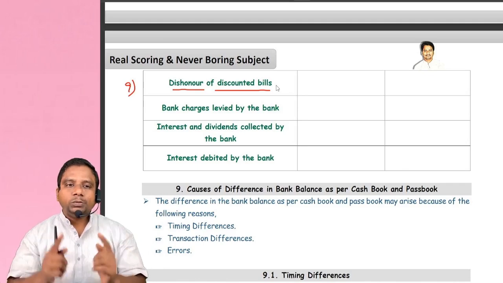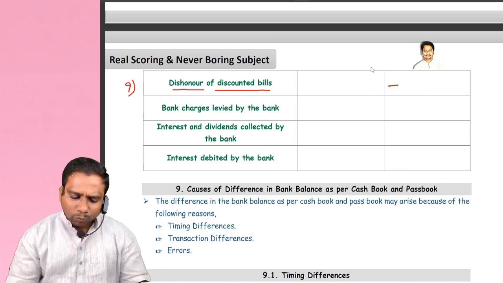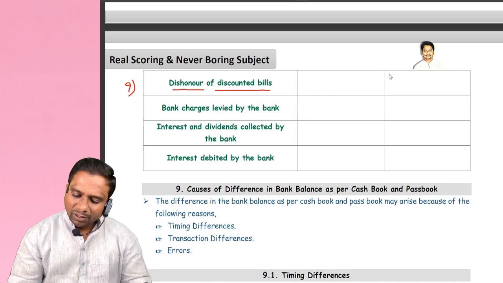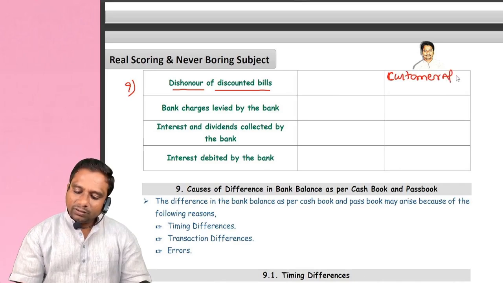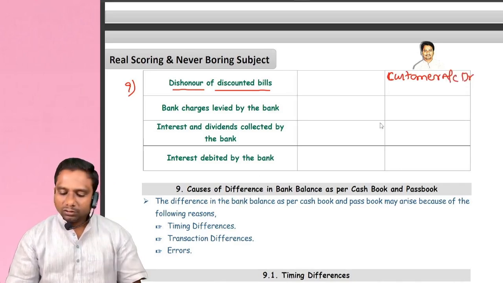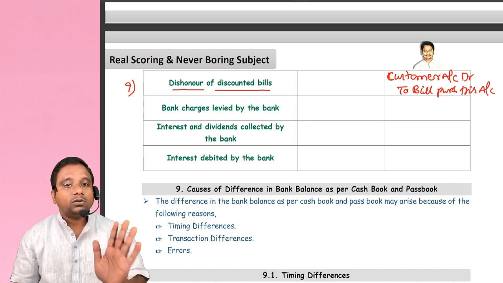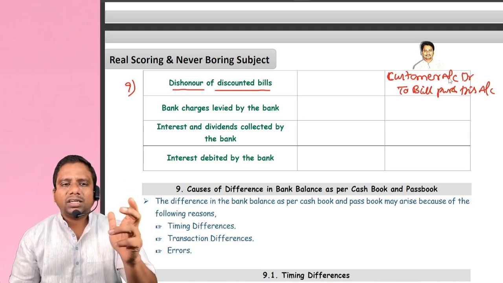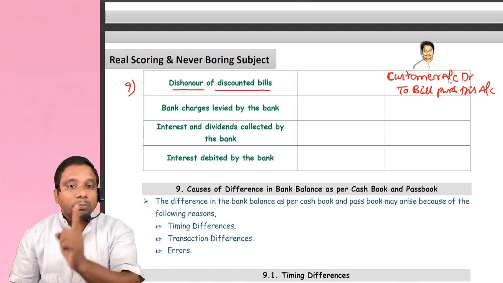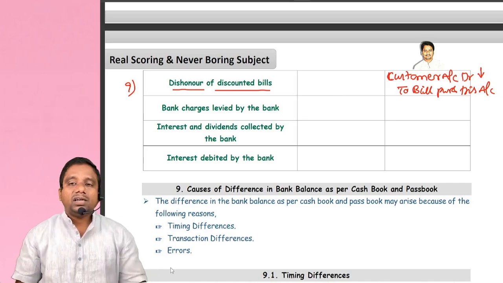In this situation, you tell me who is recording the transaction first? The bank is recording the transaction. So the bank will debit our account. Customer account debit, full amount, to bills purchased and discounted account. Yes or no? This is the entry we record. Forget about the other entry. You just observe whether the bank is crediting the customer account or debiting the customer account. Because of this, our bank balance gets decreased.